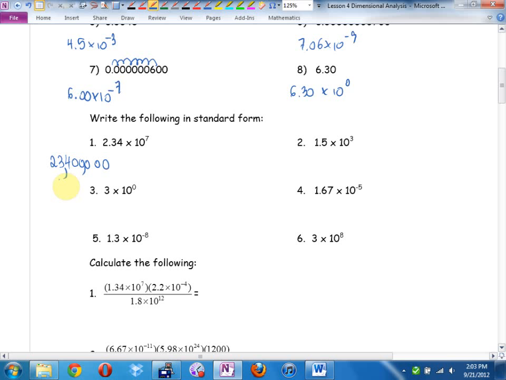1.5 times 10 to the 3. Write down the first digit. Abraham, what's my exponent on the 10? So I'm going to go like this. 1, and then 2, 3. Count any significant digits, and then keep adding zeros until you get to the exponent. 1,500.